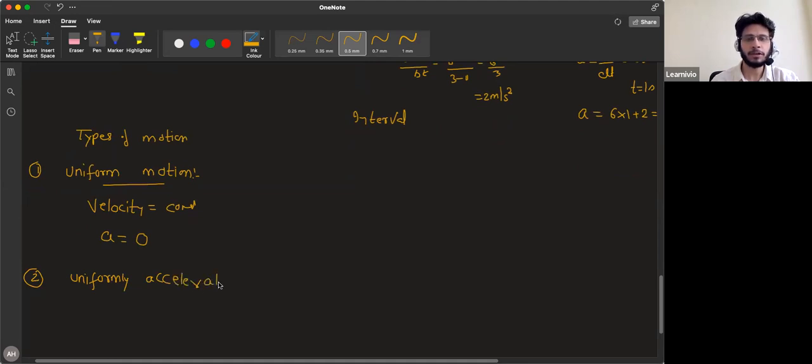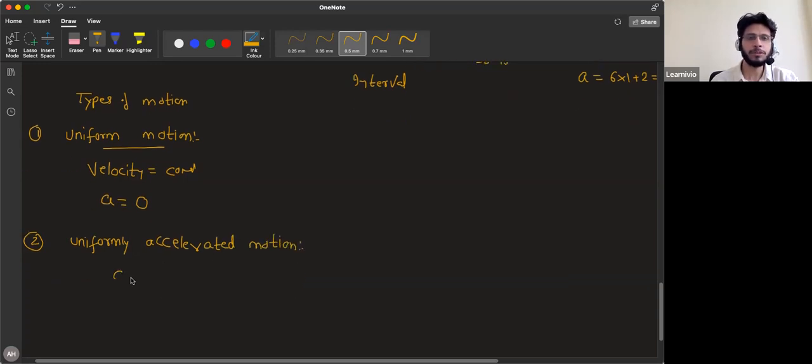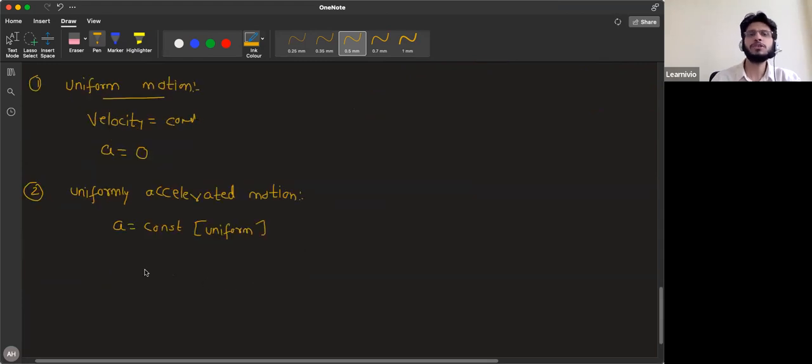Uniformly accelerated motion. So what happens in uniformly accelerated motion? Uniformly accelerated motion means acceleration is constant. Or you can say that acceleration is uniform. So if acceleration is constant or uniform, then you can use few equations, like you can use this equation v is u plus at. You can use this equation s is ut plus half at square. You can use this equation v square minus u square is 2as.